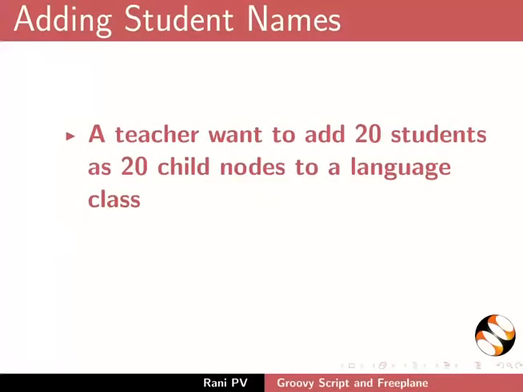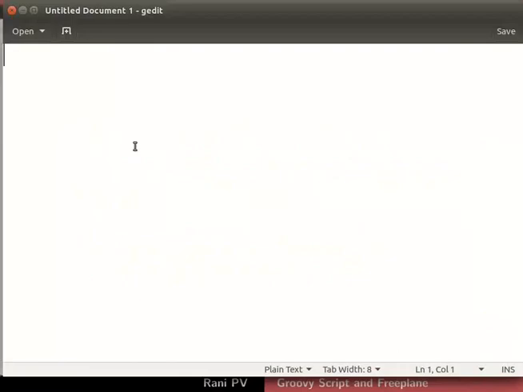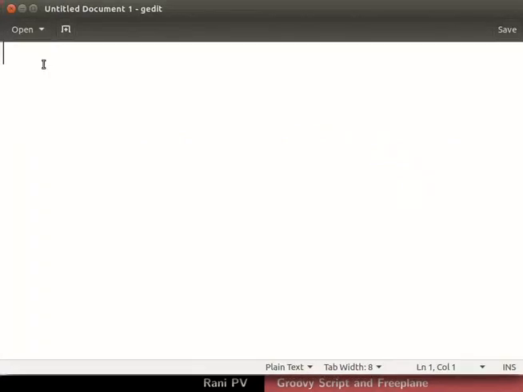A teacher wants to add 20 students as 20 child nodes to a language class. They need to be named as student 1 to student 20 according to roll numbers. I will write a short for loop structure and set the number of names required.